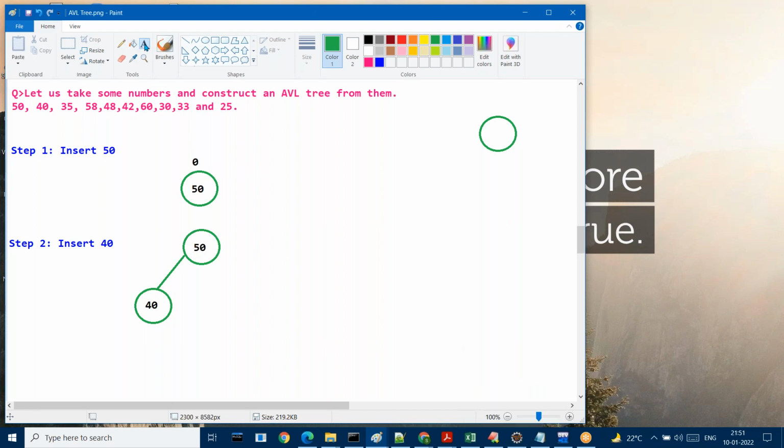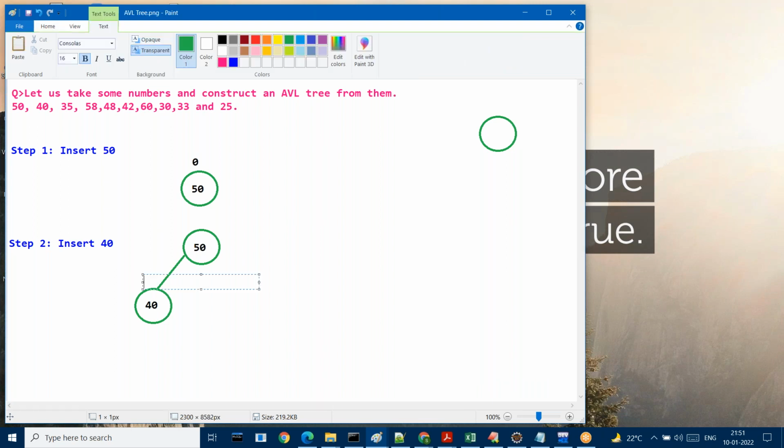So from where will you start calculation here? Sir, 40. Tell me, guys, what is the balance factor of 40? Firstly, you have to give the answer. 0. Super. What is the balance factor of 50?